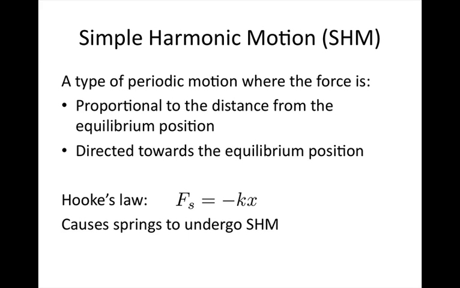So a special type of periodic motion is simple harmonic motion. Sometimes it's written as SHM, so if you see SHM, it's talking about simple harmonic motion. This is a type of periodic motion where the force is proportional to the distance from the equilibrium position and directed towards the equilibrium position. So you came across Hooke's law earlier. It causes a spring to undergo simple harmonic motion. So when we start a spring bouncing, it continues to bounce with simple harmonic motion.